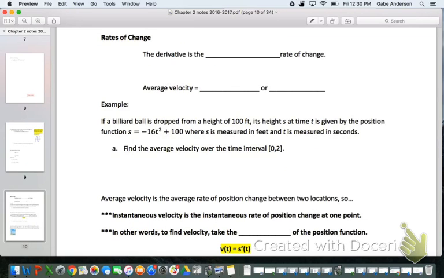Okay. So guys, we need to conclude this section here and get ready to move on. So here we go. Rates of change. This is review. The derivative is the instantaneous rate of change. We'll put INST for instantaneous.